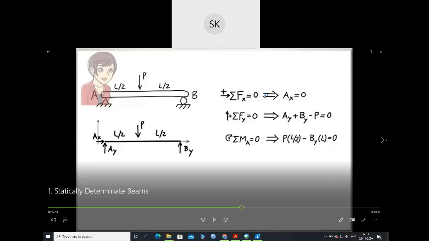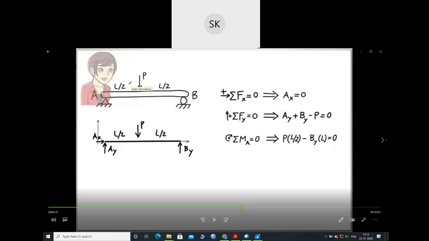If I equate all the horizontal forces to 0, what are the horizontal forces acting on this beam? Only Ax, right? So Ax equals 0. And if I sum up all the vertical forces, the vertical forces are my Ay, By, and this P. Ay and By are in the upward direction, and P is in the negative downward direction. I'm considering upward forces as positive and downward forces as negative. So Ay and By will be positive, and P, as this is downward, will be negative. The summation is 0.